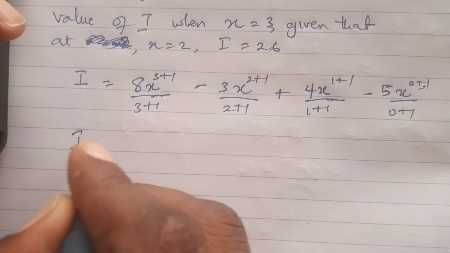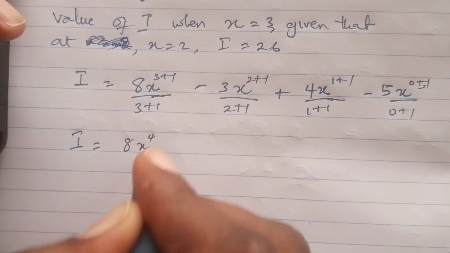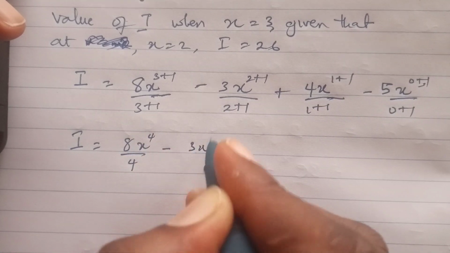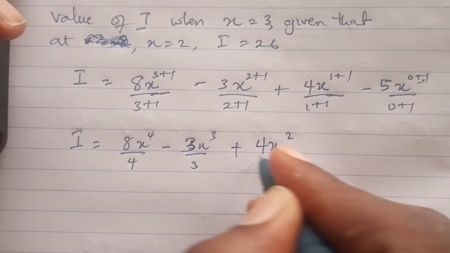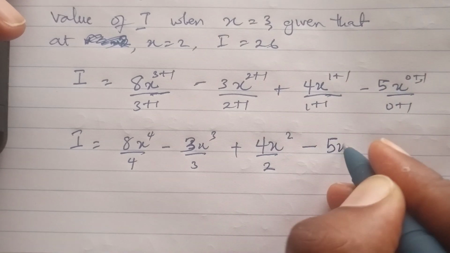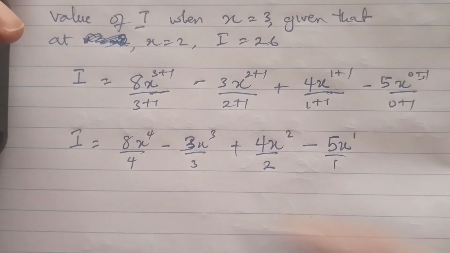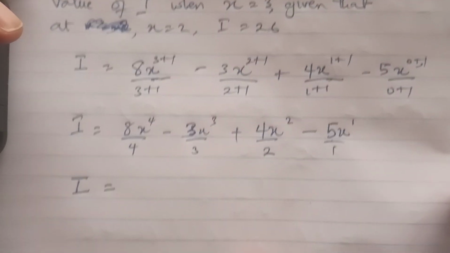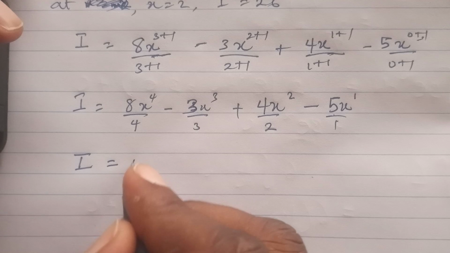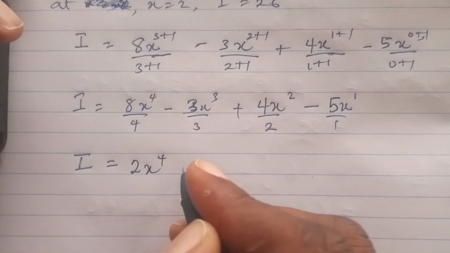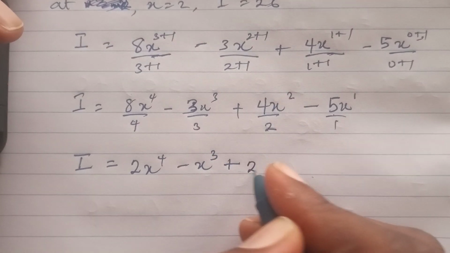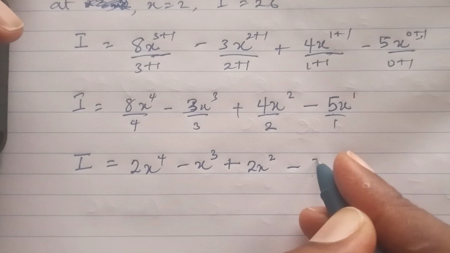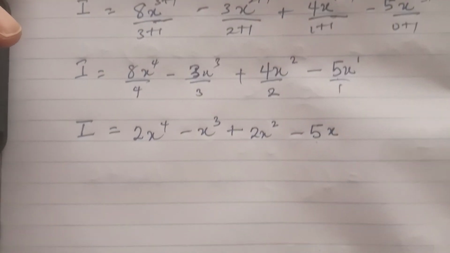So from here, our I will now be 8 into x raised to power 4 over 4, minus 3 into x raised to power 3 over 3, then plus 4x raised to power 2 over 2, minus 5x raised to power 1 over 1. Now this will be I equals 8 over 4, which is 2. If we divide it by 4, 2x raised to power 4, minus 3 will cancel 3, so x raised to power 3, plus 4 divided by 2 is 2, x raised to power 2, then minus 5x. All right, so this is I.